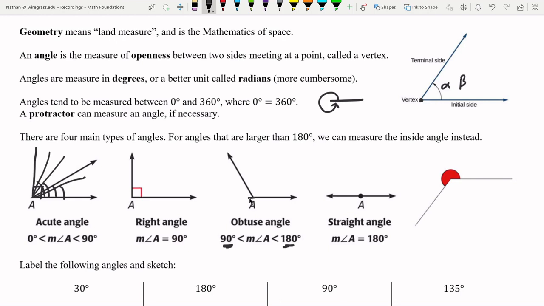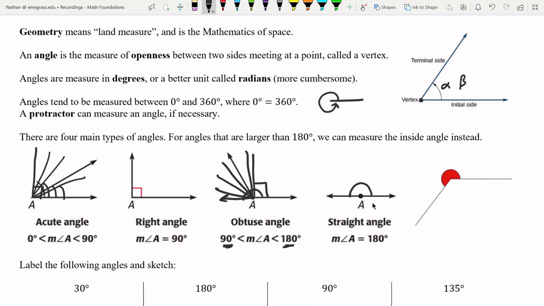So 180 degrees, as you can see here from this one, is called a straight angle. That's just going all the way across. So this is 180 degrees. The obtuse angle is going to be between the 90 degree angle, which is going to be straight up like this, and 180 degrees. So anywhere in this range here, these are all obtuse angles.